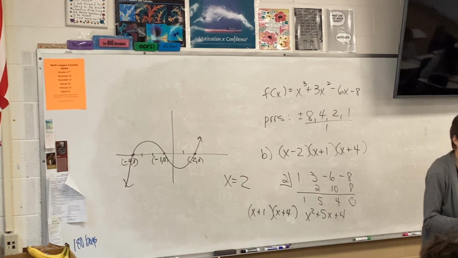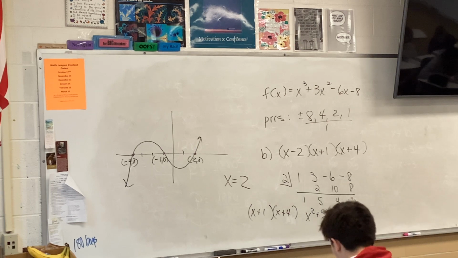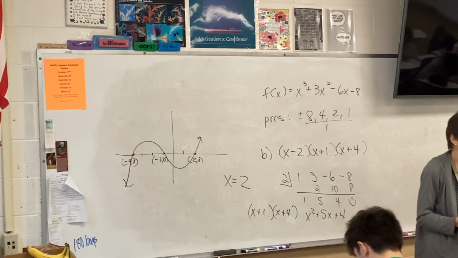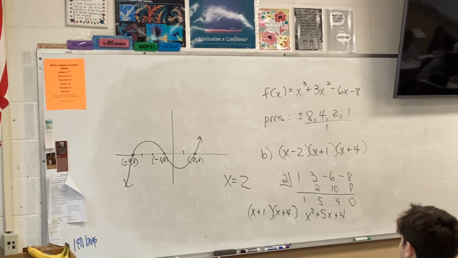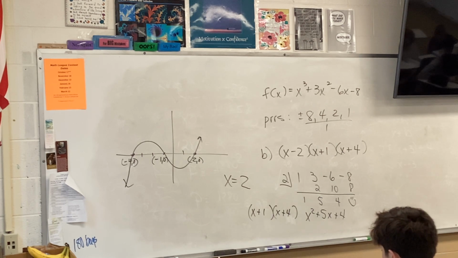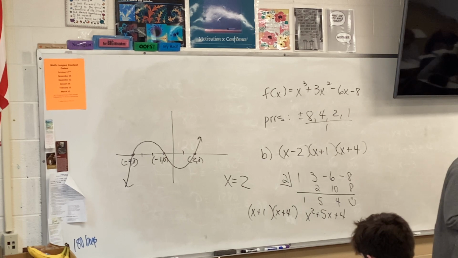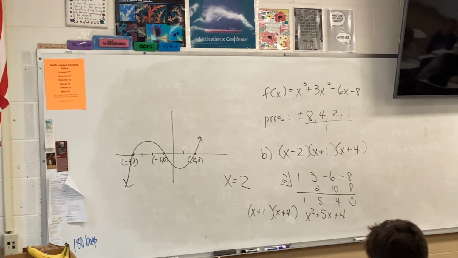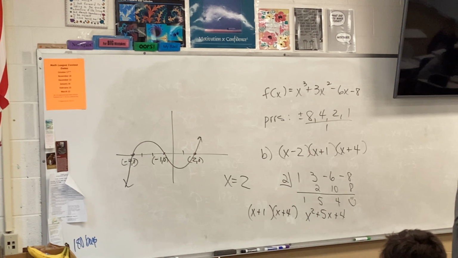Okay, so what's wrong with A? X in the denominator, cannot have it. No X in the denominator. A is a no. What's wrong with D? X under the radical, not allowed. Wait, you said D? D is a no. There's an X under the radical.